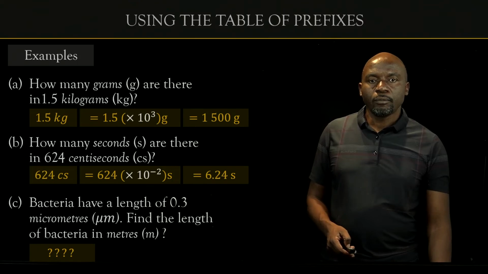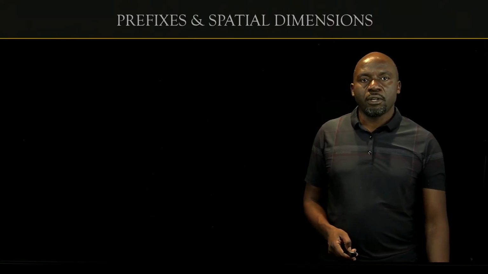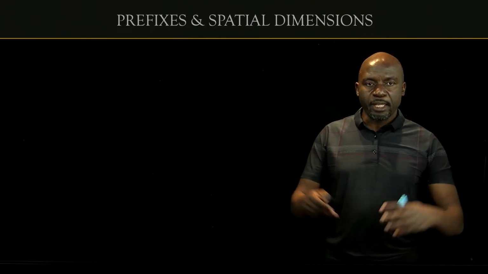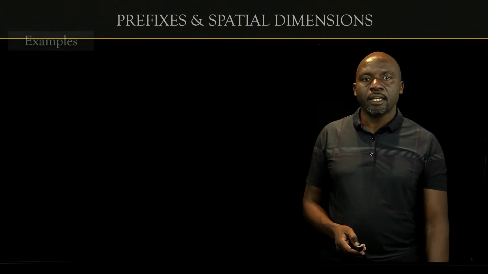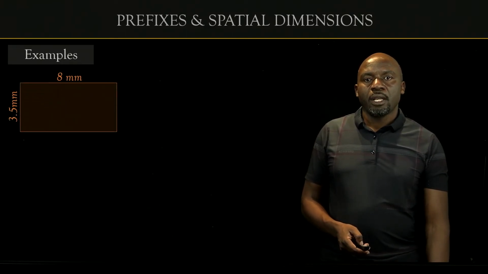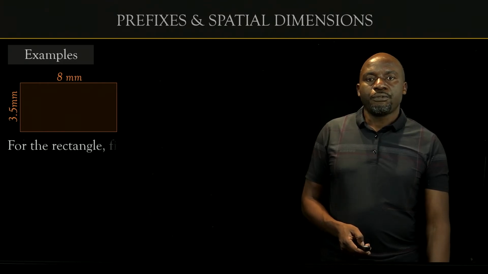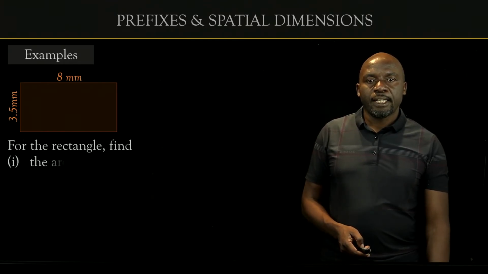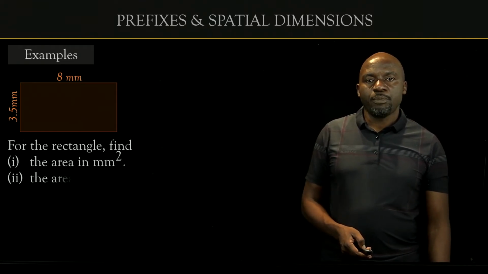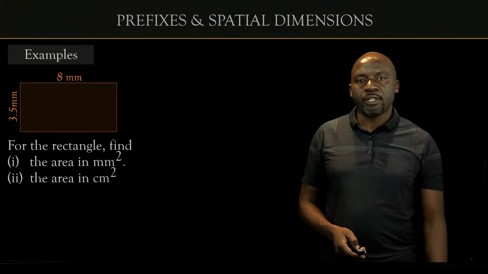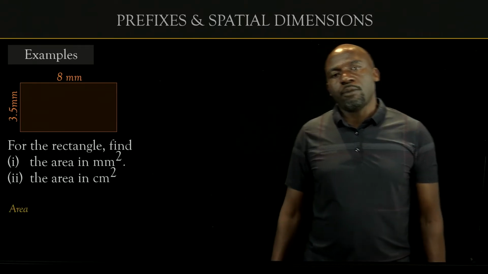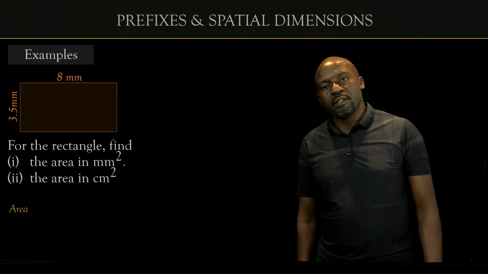Okay? Right, here are other questions on spatial dimension. That means in terms of volume, space that is occupied by an object, could be area and volume. So here is one question. It's a rectangle. For the rectangle, find the area in square millimeters, and part B requires you to find it in centimeters squared. Okay, so the width is 3.5 millimeters and the length is 8 millimeters.